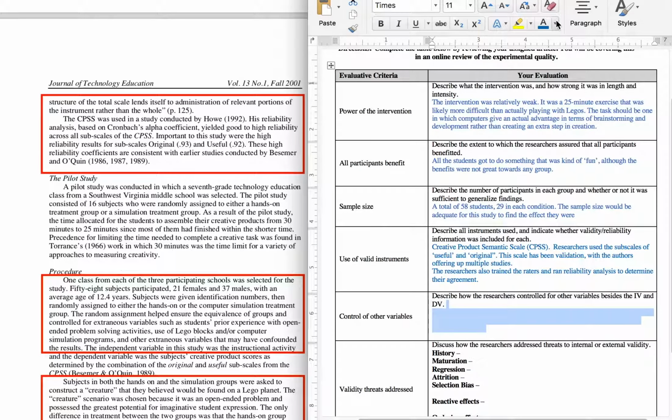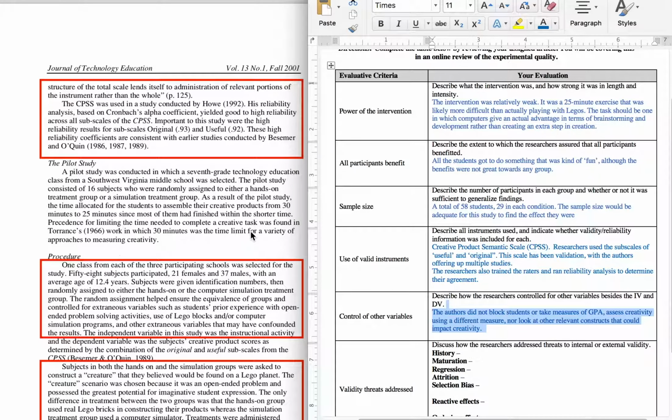In terms of control of other variables, they didn't really block or match or do anything like that. This is a weakness of this study. They should have looked at students' creativity scores, general academic functioning, use of hands-on or spatial reasoning, things that are readily available. I mean, there are tons of tests where you could have administered this to the students prior to doing this task, to control for that. But they didn't. So that's a weakness of this particular study.